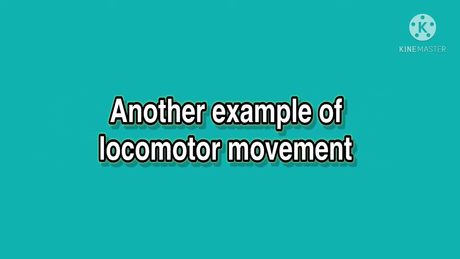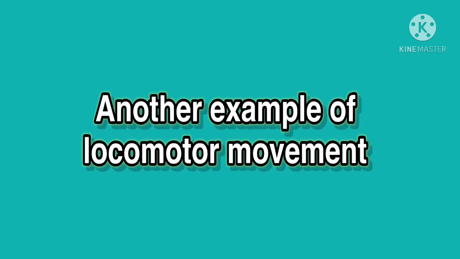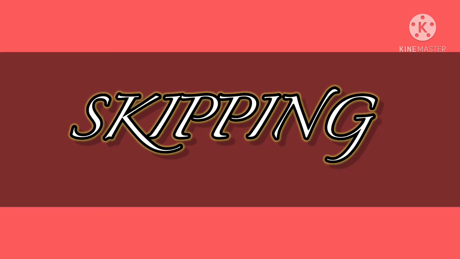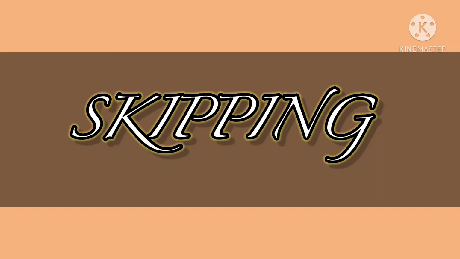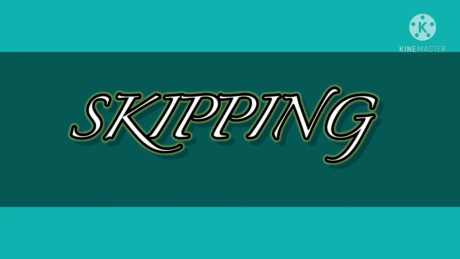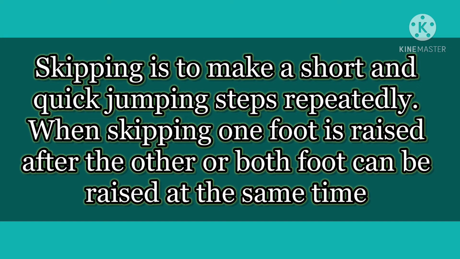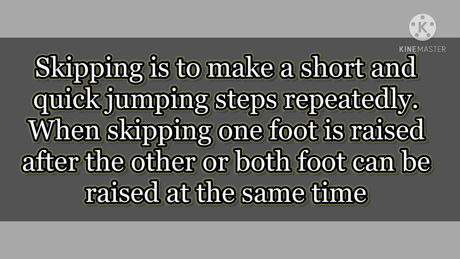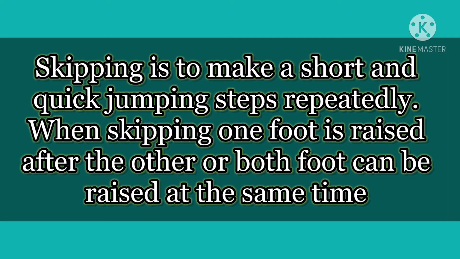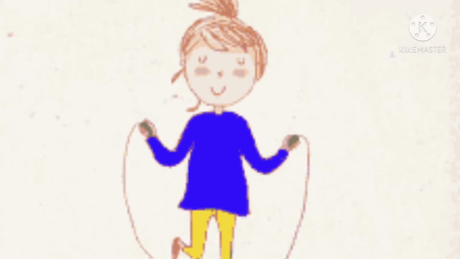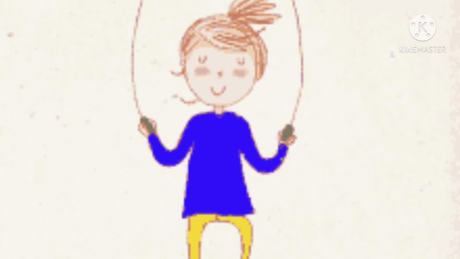Another example of locomotor movement is skipping. Skipping is a very familiar example of locomotor movement, because sometimes we see kids skipping whilst they are playing. Skipping is to make short and quick jumping steps repeatedly. So the jumping step has to be repeated when skipping.